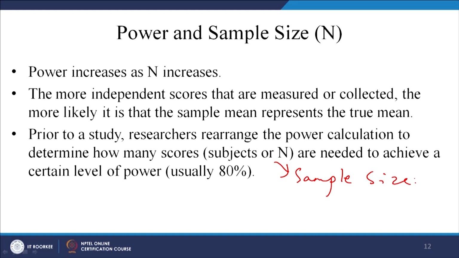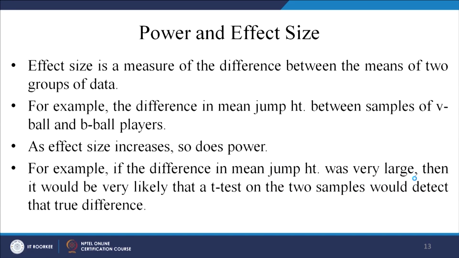Prior to a study, researchers rearrange the power calculation to determine how many subjects, or what sample size, are needed to achieve a certain level of power, usually 80%. So that differs from study to study.